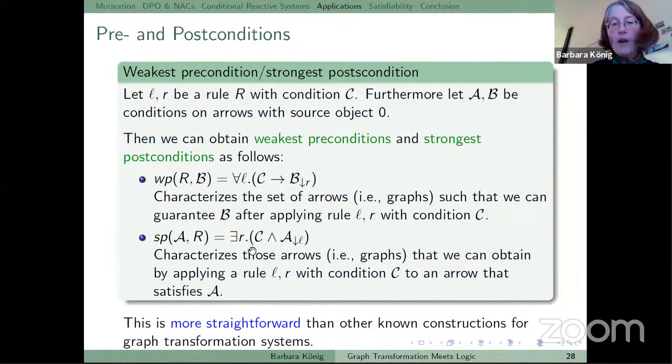Or I can also do a strongest postcondition, which is, so I have a set of graphs A, and I want to characterize those successes that I get by applying R. So I say something like, okay, since I just applied R, there must exist a right-hand side, such that the remaining context satisfies the condition. And if I would prefix this thing again with L, this must satisfy A, because A is where I started from.